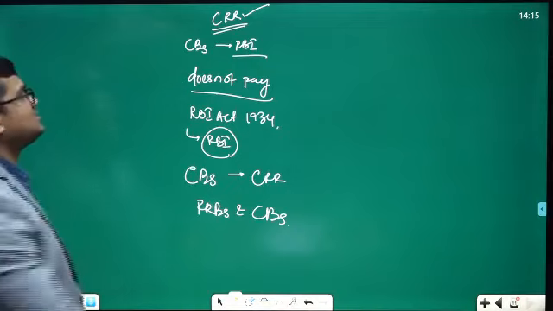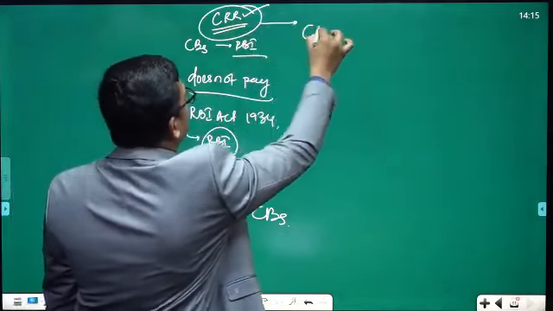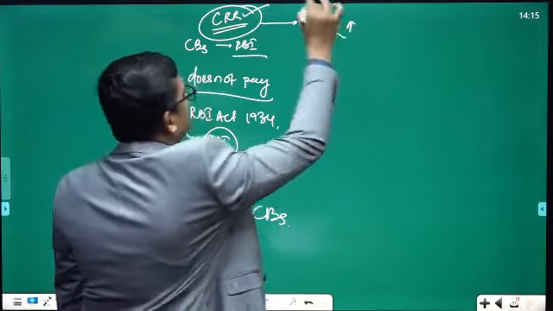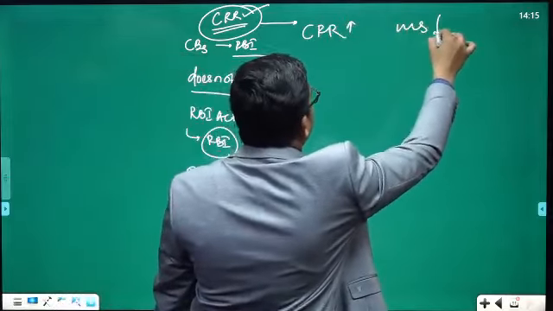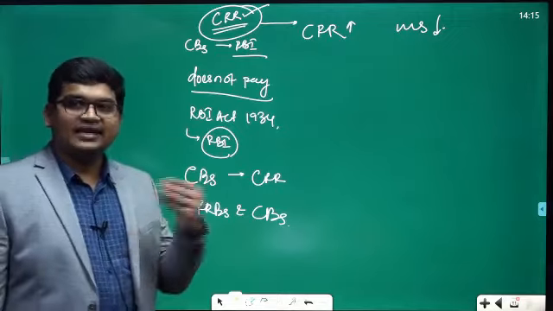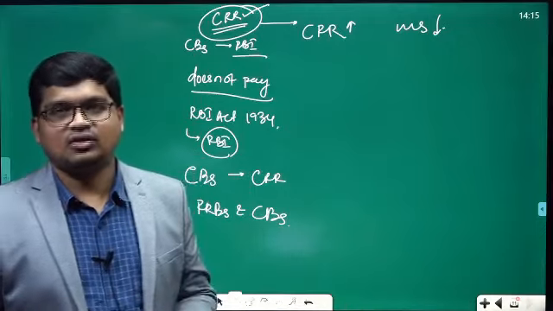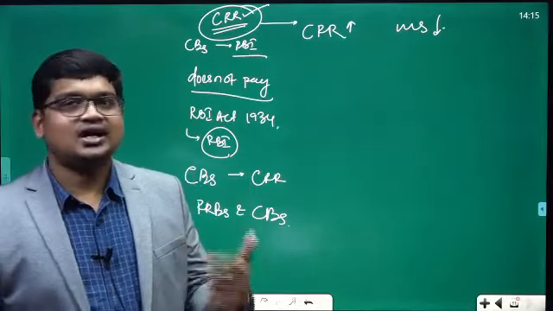Then how does this CRR affect the money supply? When CRR increases, the money supply goes down in the economy. I repeat, when CRR increases in the economy, the money supply goes down. You may ask, sir, how?